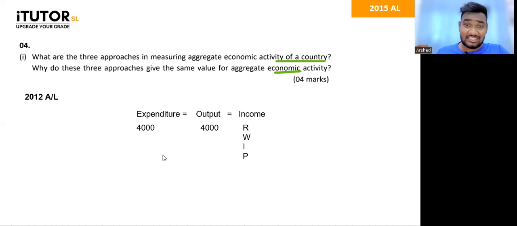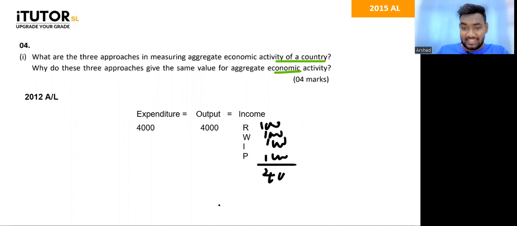If someone is, let's say, producing an output worth 50,000, that means someone else has to pay 50,000 to buy that. So the total expenditure will equal the total output. The 4,000 and this 4,000, and the total incomes will also add to 4,000. Let's simplify the example and just put 1,000, 1,000, 1,000 here. Let's say there is no depreciation. So whatever said and done, this and this and this will equal each other.